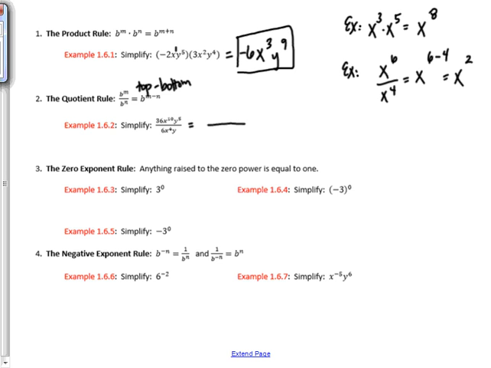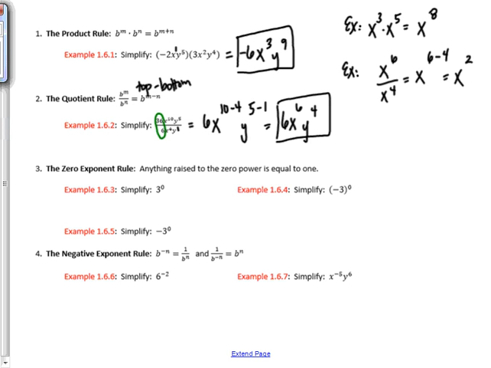So if we were to do this one, divide your numbers first. 36 divided by 6 gives me 6. Alright, and if we subtract our x's, we get 10 minus 4. If we subtract our y's, we get 5 minus, again, that's an understood 1. So we would get 6, x to the 6th, y to the 4th.